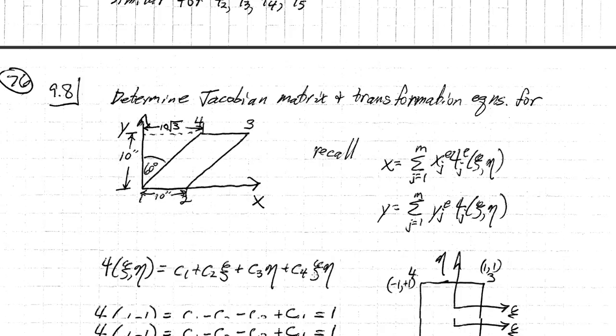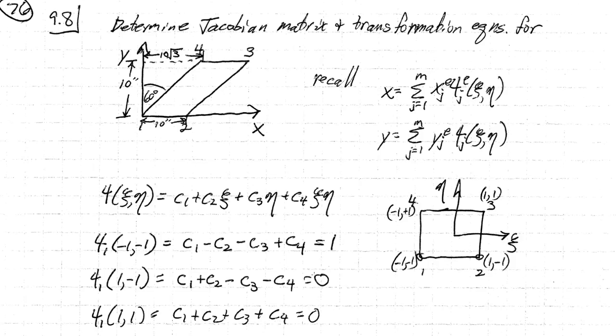Next problem, 9.8. This problem asks to determine the Jacobian matrix and the transformation equations for the following element. In this element you have some numbers for a parallel 4-node element, or basically a geometry of a quadrilateral element in x and y space. And one of the things that we will, if not already, have talked about in class is we can write our coordinates x and y in terms of the local zeta and eta coordinates.